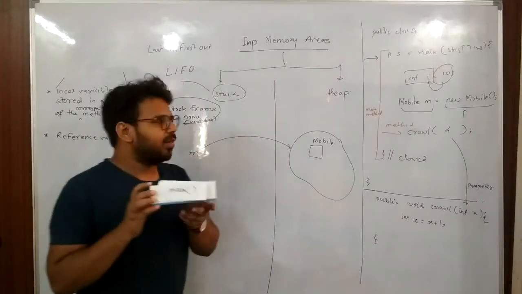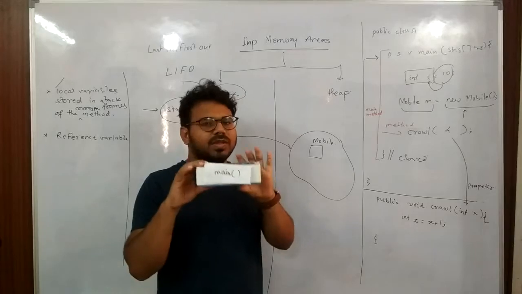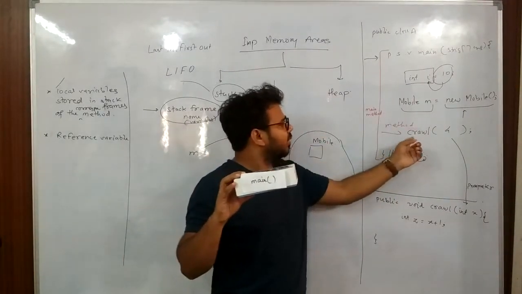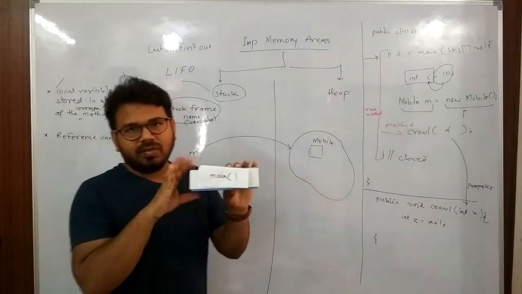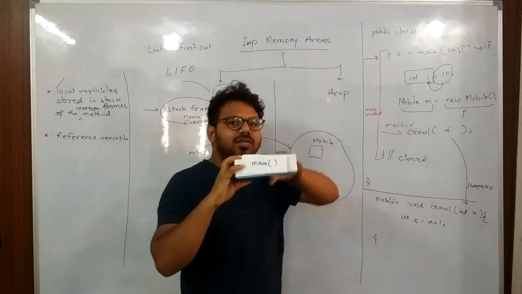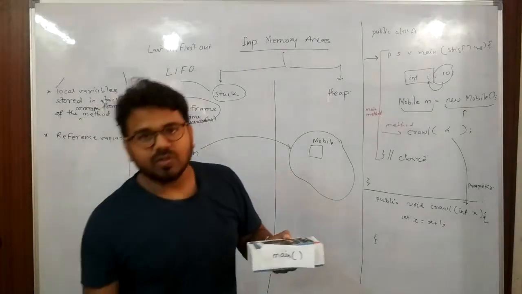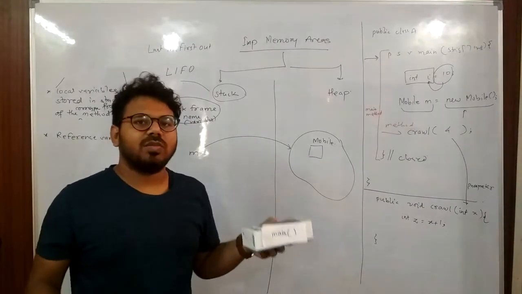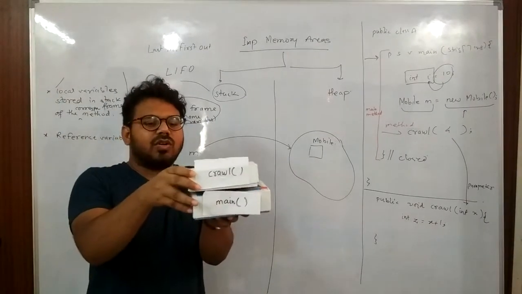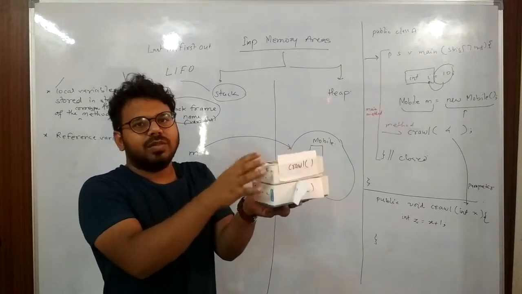We are having a main method, and this is the stack frame of the main method. Inside it we are having our i and m. After that, at this line what happens? We have the stack frame for the main method, and inside this main method we are calling another method, that is the crawl method. So what will happen here? A new stack frame for the crawl method will be created. Here you can see a new stack frame for the crawl method is created, and it will be on the top of the previous stack frame of the main method.